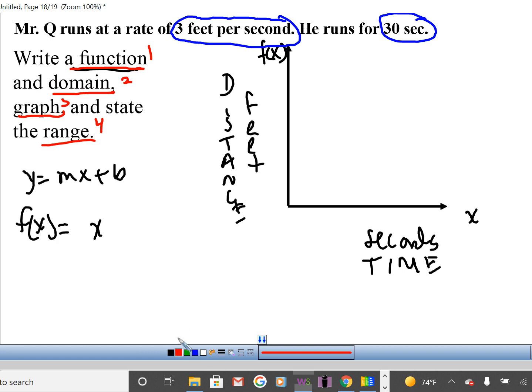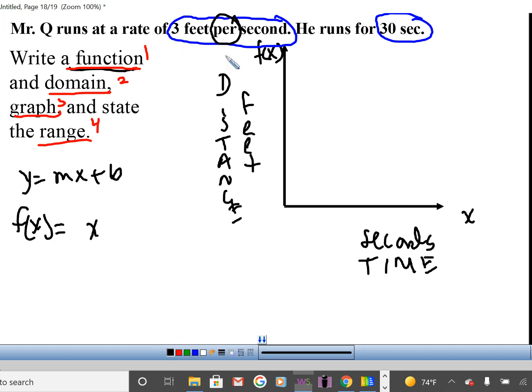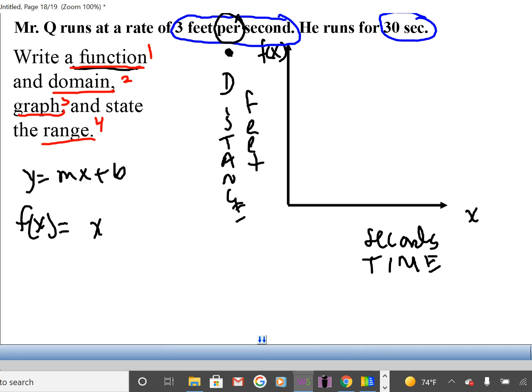Okay, so check this out. 3 feet per second. The word per is what? Multiplication. So here it's multiplying. What am I going to multiply the x by? The 3. Yes, that is correct. So my new function now is f of x equals 3x. I'm done with writing my function.